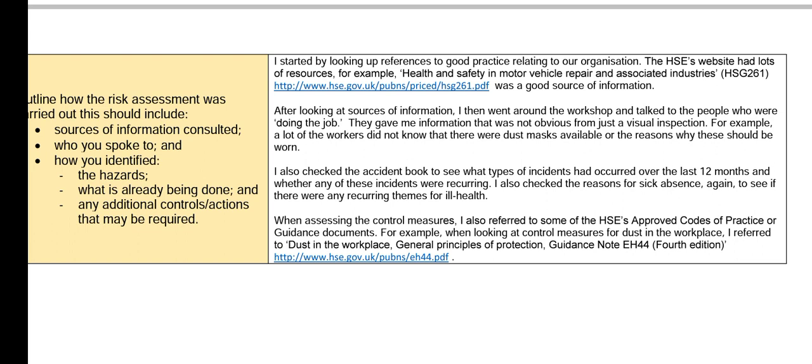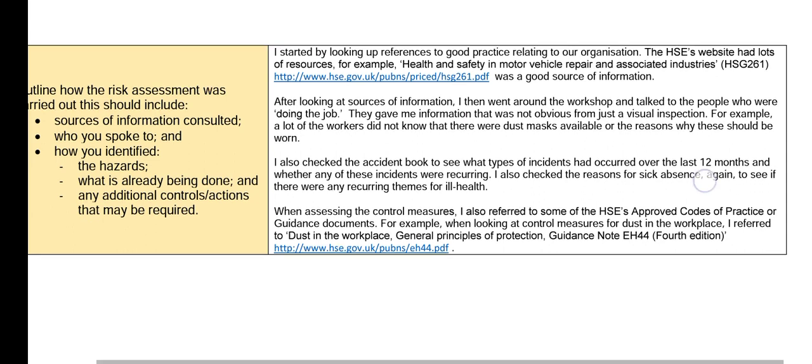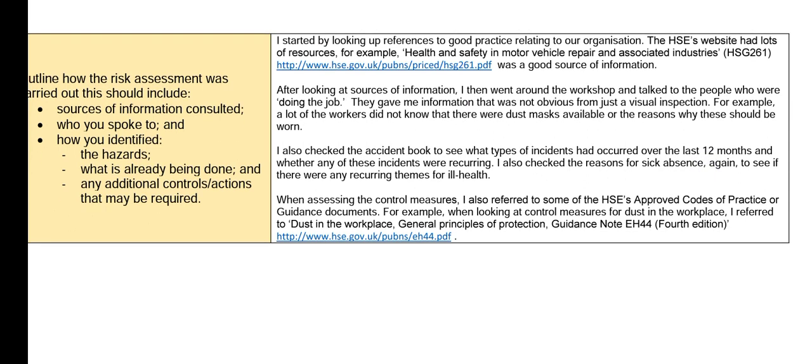Then I also checked the accident book to see what types of incidents had occurred over the last 12 months and whether any of these accidents were recurring. I also checked the reasons for sick absence, again to see if there were any recurring themes for ill health. So this is internal information. I checked the accident books and the sickness records. You can write this, because this is internal.